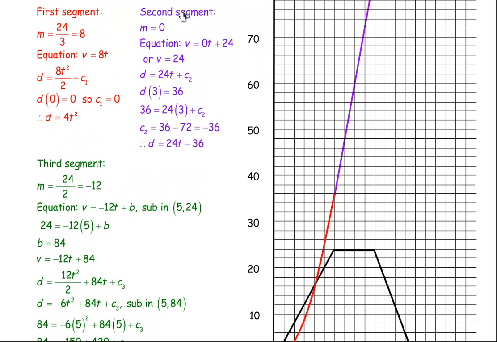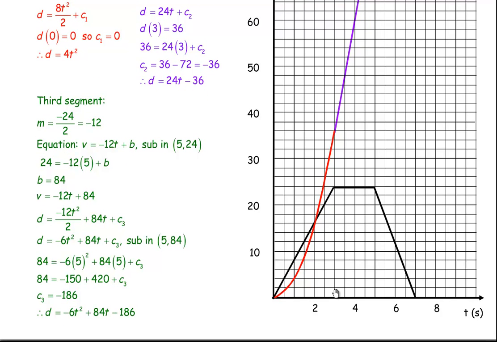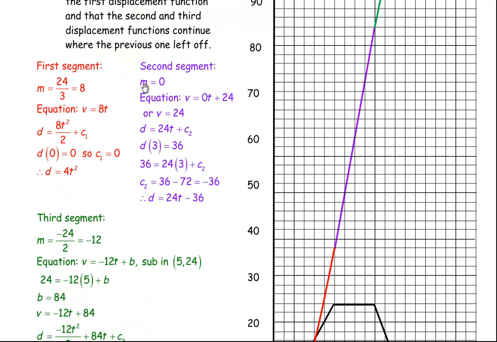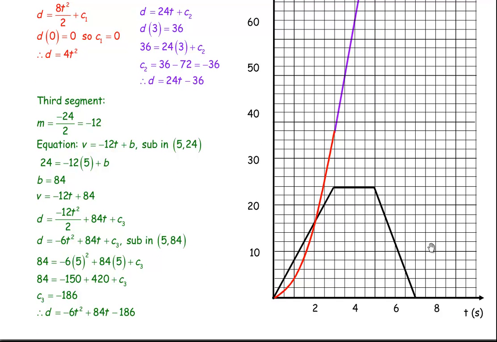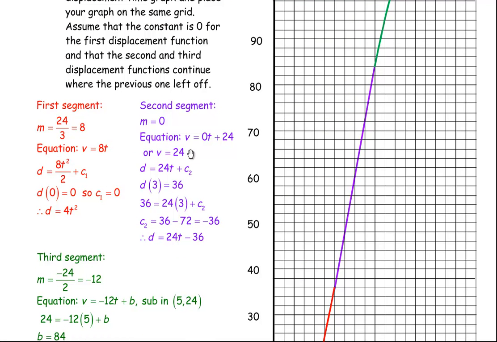So the second segment is this horizontal segment which goes from 3 seconds to 5 seconds. And so notice the velocity is constant at 24. And so the slope is 0, so the equation would be, and I'm just using y equals mx plus b, except it's v and not y, and it's time t instead of x. So y equals mx plus b would equate to v equals 0t plus 24, or just v equals 24.